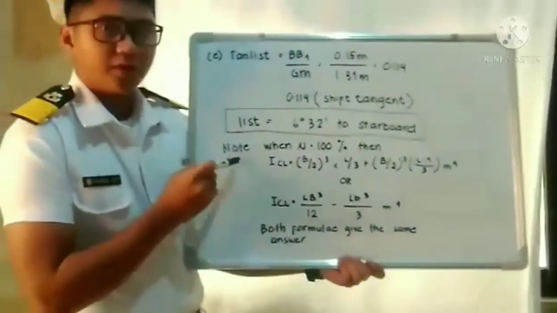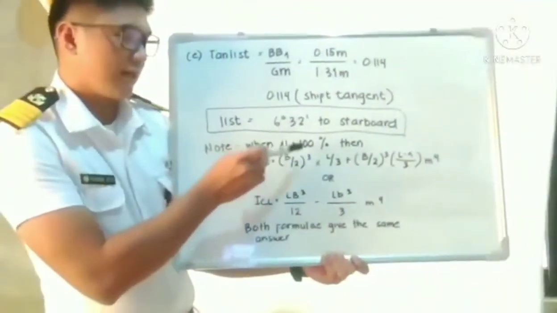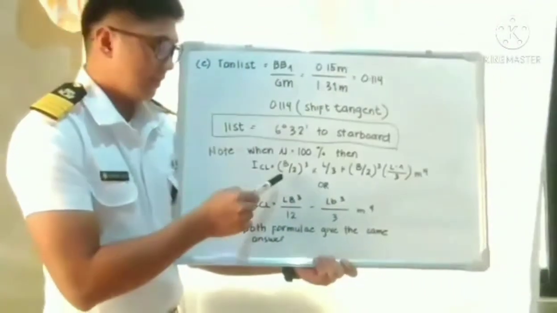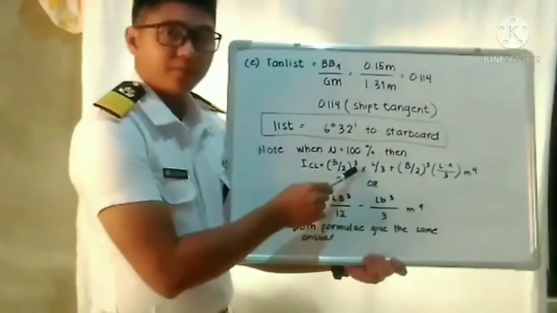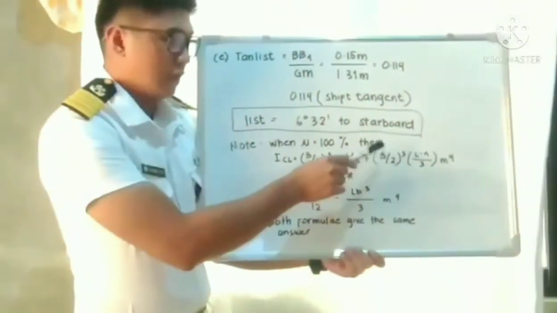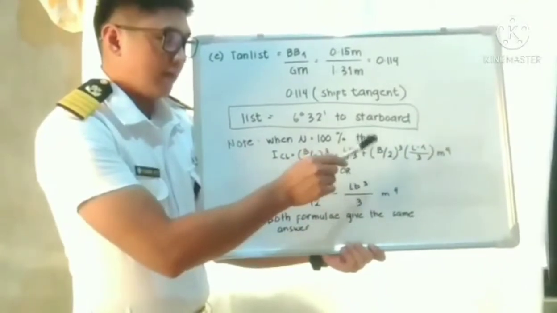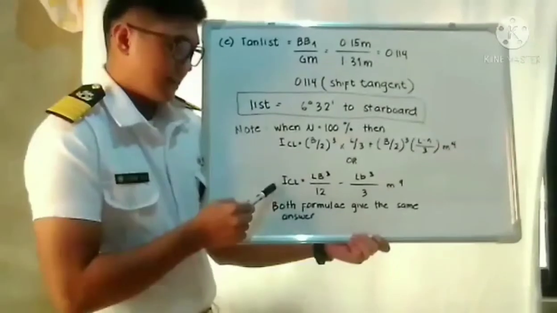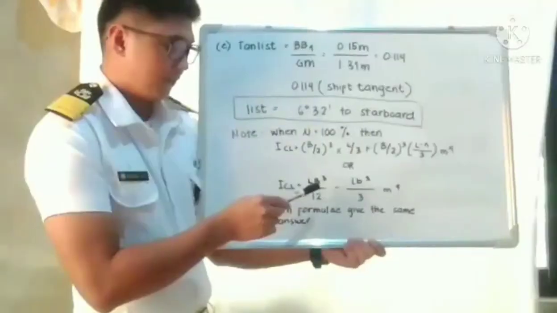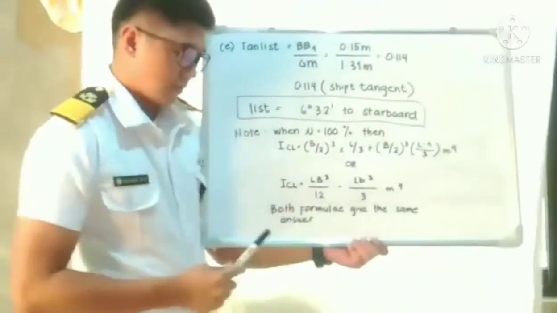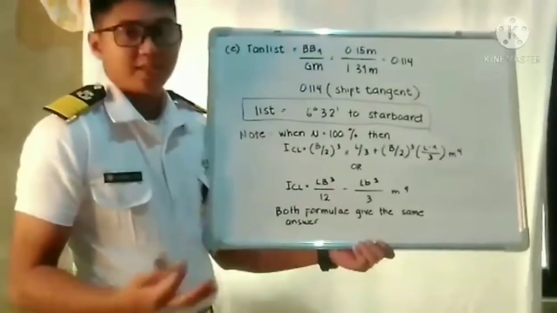Okay, so note, when permeability is 100%, then ICL is equal to B divided by 2 cubed times L divided by 3, plus B divided by 2 cubed, L minus 1 cubed, meter to the fourth. Or ICL is equal to LB cube divided by 12 minus LB cube divided by 3, meter to the fourth. So both formulae give the same answer.